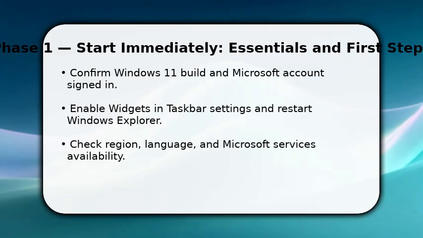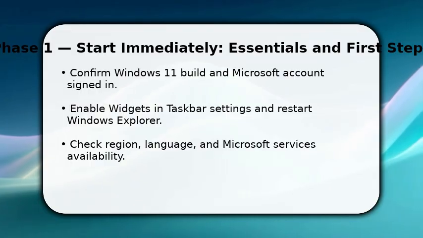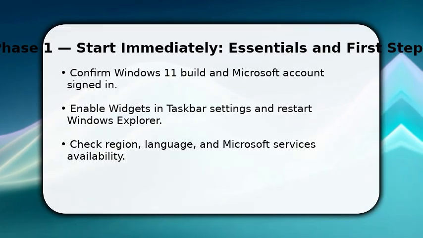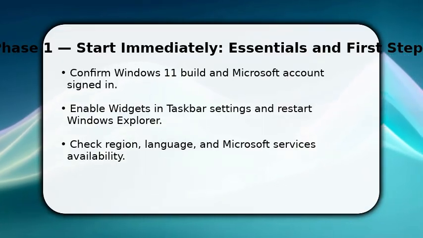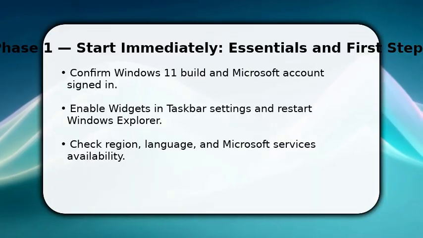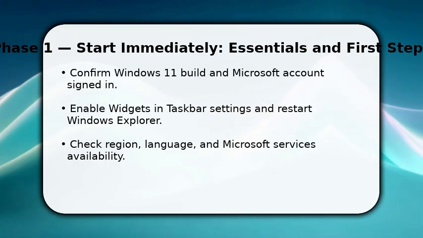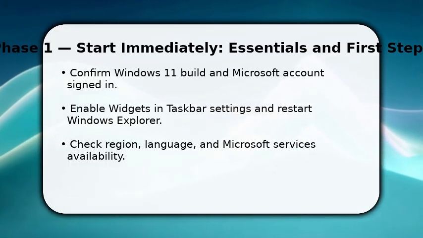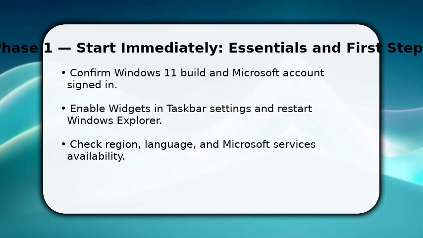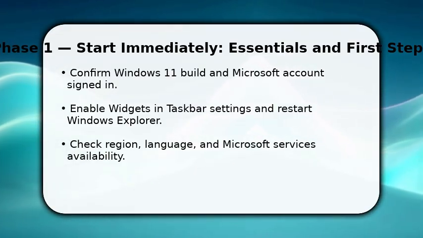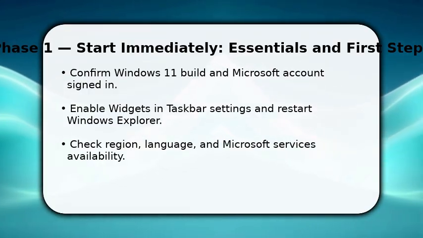You'll start by confirming the essentials. Make sure Windows 11 is up to date and you're signed into a Microsoft account because widgets require that service. Once done, open Taskbar settings and enable widgets, then restart Windows Explorer to reinitialize the process. Also check your region and language settings so the widget feed can load content. If those are wrong, the service may block data. This gets us started quickly and prepares the system for deeper fixes that follow.